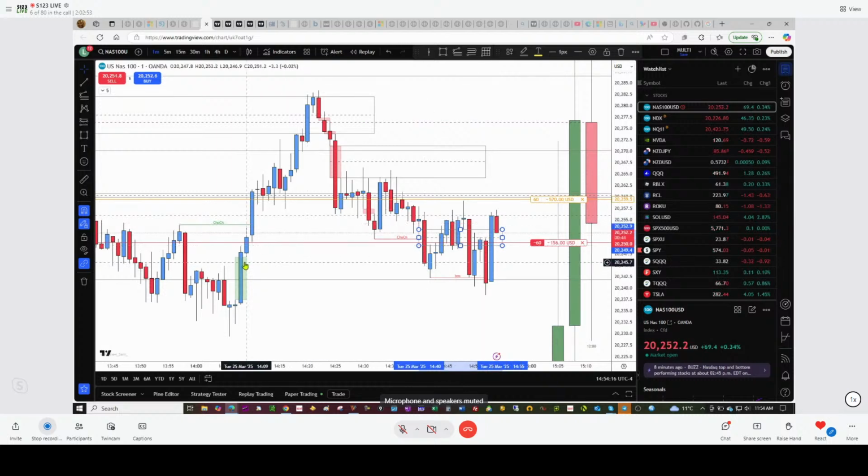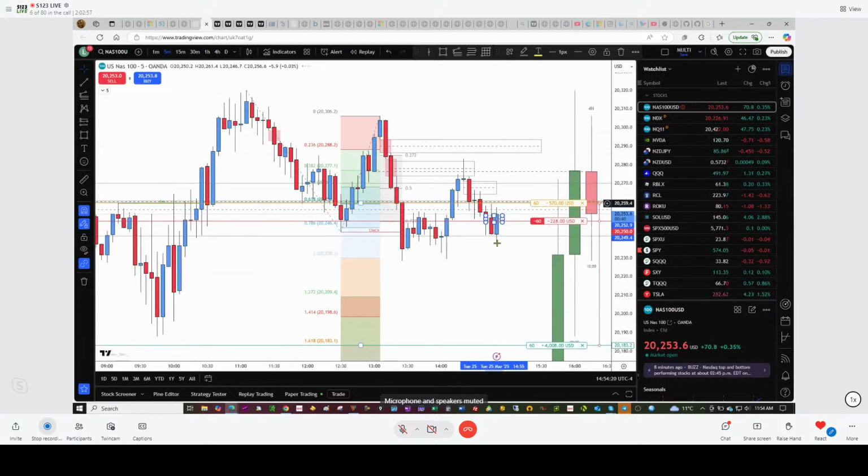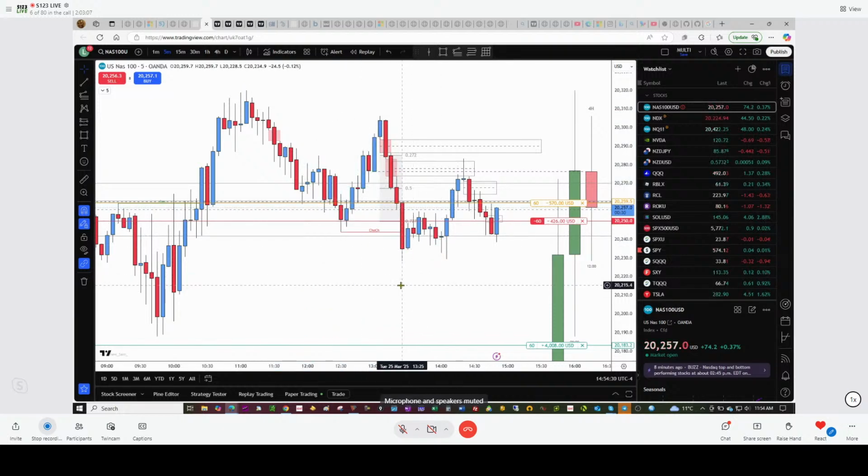We come right into this gap and we're getting rejection. Let me get some of this stuff off the chart so I can see a little better. Like that. Yeah, it looks like they want to take me out again. It's trying to reverse this thing.